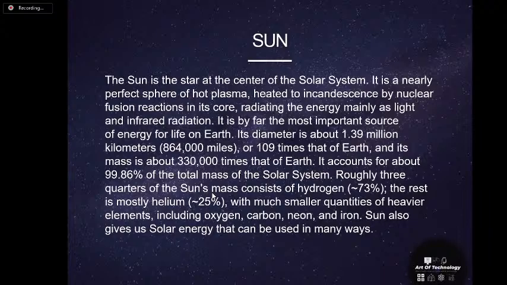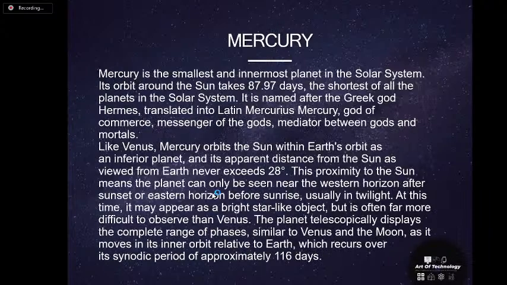Mercury. Mercury is the smallest and innermost planet in the solar system. Its orbit around the Sun takes 87.97 days, the shortest of all the planets in the solar system. It is named after the Greek god Hermes, translated into Latin as Mercurius, Mercury, god of commerce, messenger of the gods, mediator between gods and mortals.